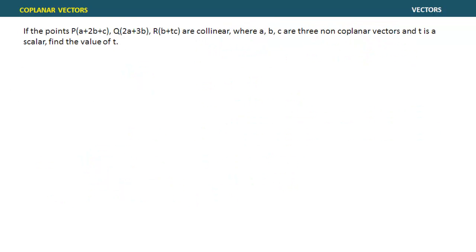Now let's take another question on coplanar. It says that P, R, Q are collinear, where A, B, C are three non-coplanar vectors. So it's a question which is a combination of both collinear and non-coplanar vectors, very interesting. And you need to find the value of T here, where T is the scalar. Okay, let's start the question then.